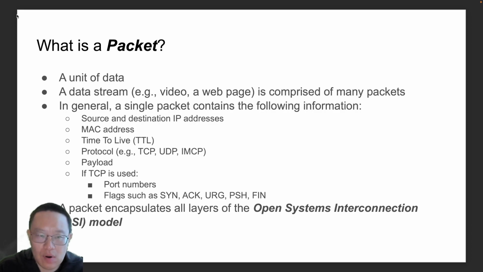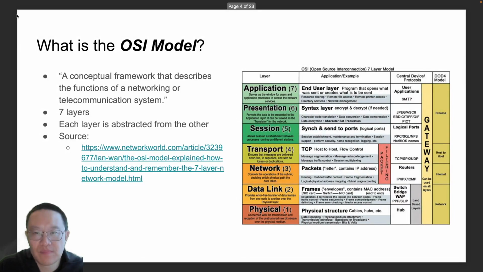A single network packet encapsulates all the layers of what is called the Open Systems Interconnection Model, or the OSI model. So what is the OSI model? The OSI model is one of the most confusing parts of networking. It is a conceptual framework that describes the functions of a networking, a telecommunication system. But the most important thing to remember is there are 7 layers.